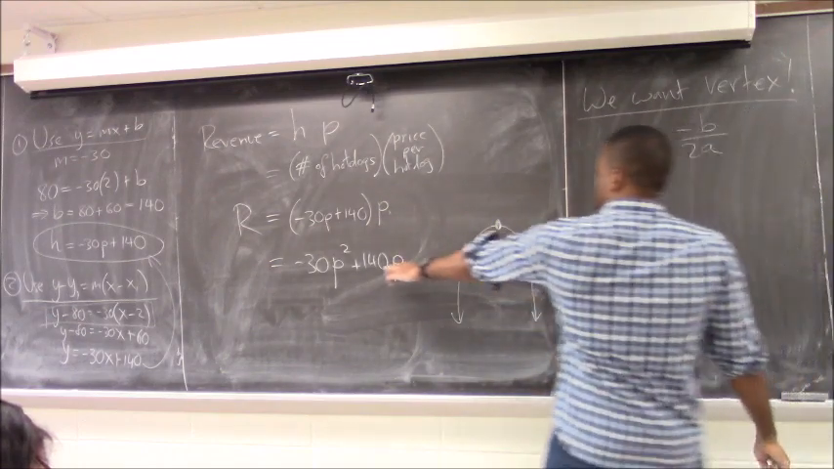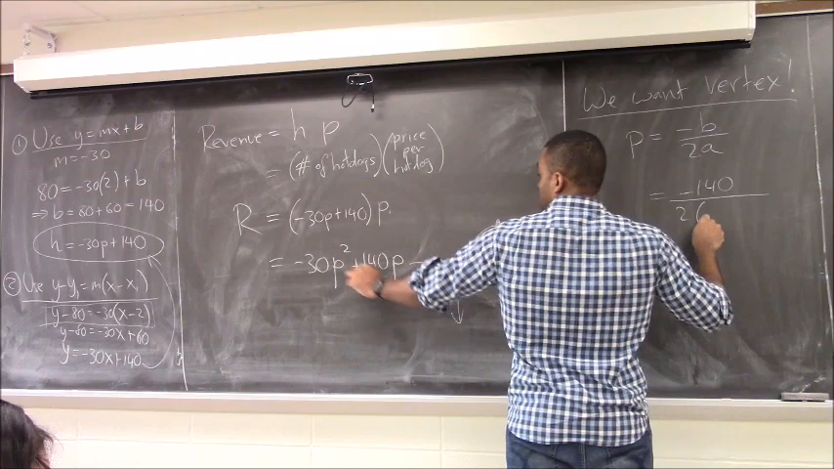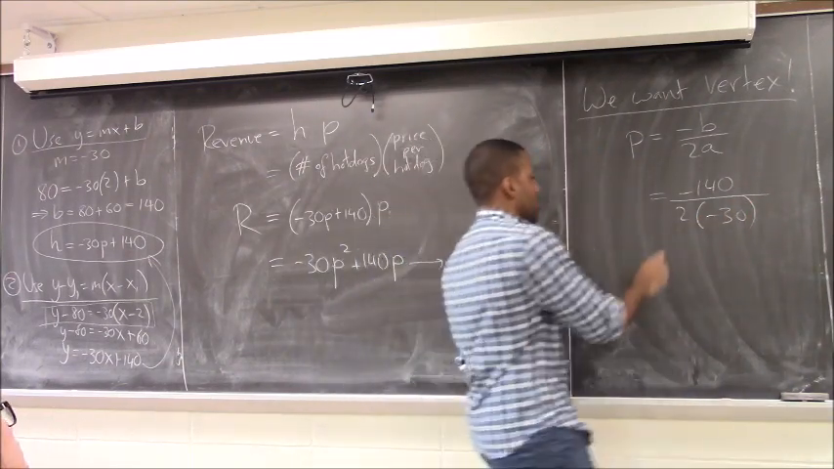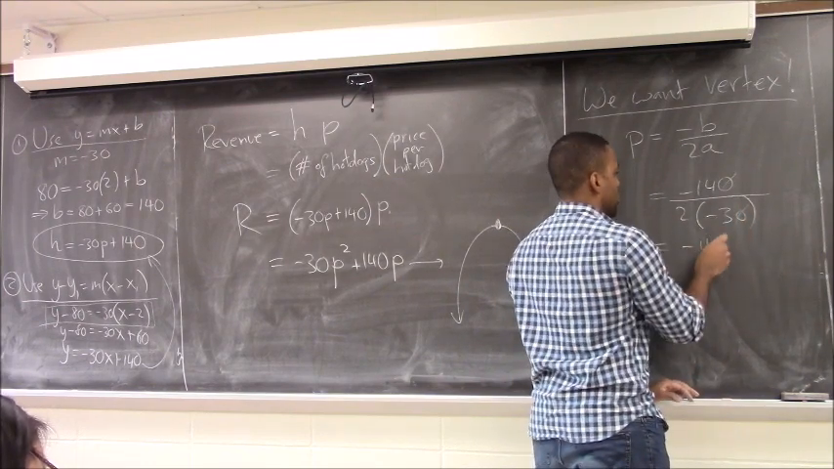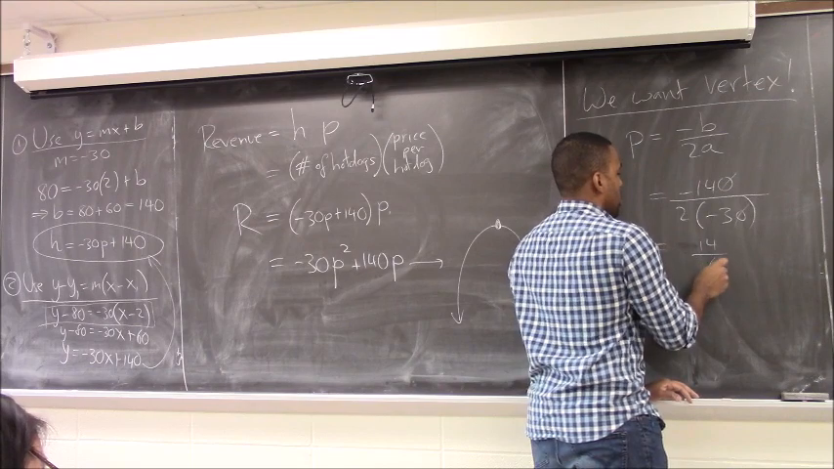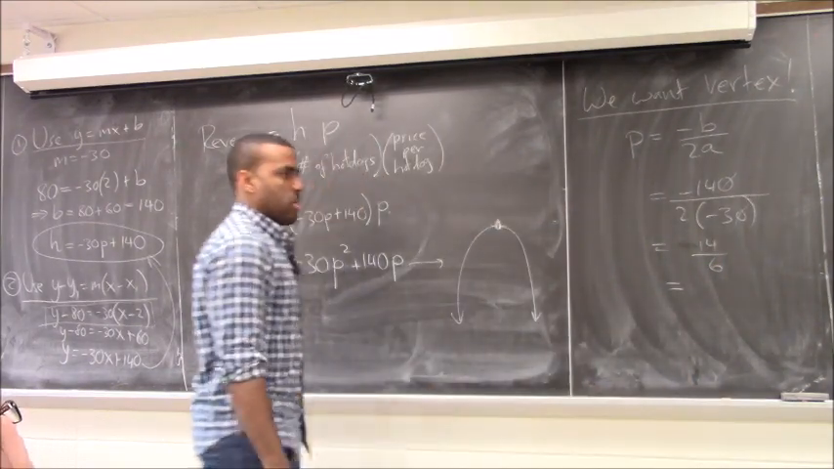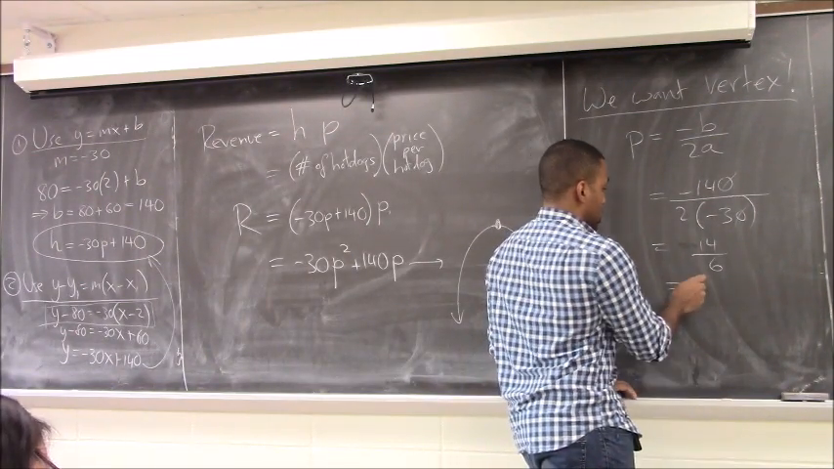So if I take minus b, minus 140, divided by 2 times minus 30, that will give us the p-value that we need. So the 10s would cancel. This is minus 14. It'll end up being 14 over 6. Can we simplify that? What's 14 over 6? 7 over 3. Sure, it's 7 over 3.